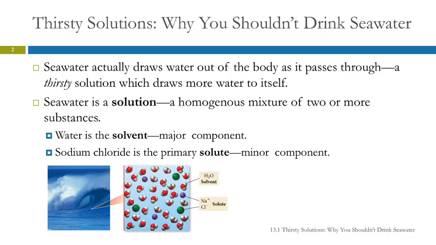So seawater is a solution, and a solution is a homogeneous mixture of two or more substances. In seawater, water is the solvent, and the solvent is usually the major component, the part of the solution that there's more of. Sodium chloride is the primary solute in seawater. The solute is the thing that's dissolved in the solvent, and that's the substance that's there in lesser amount.